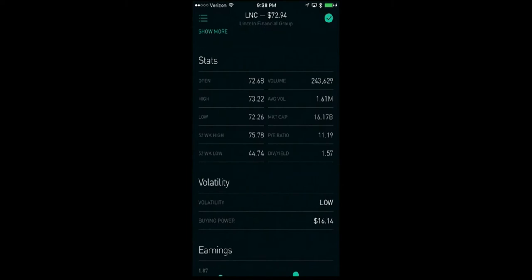1.57 dividend yield. Average volume 1.61. Volume for the day, it's not really a whole lot in and out. Market cap, 16.17 billion. All right, so let's move on.